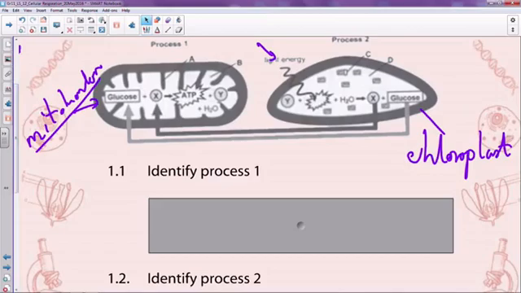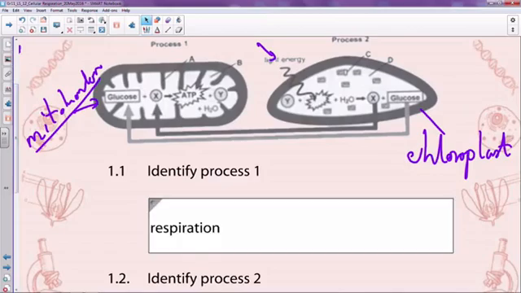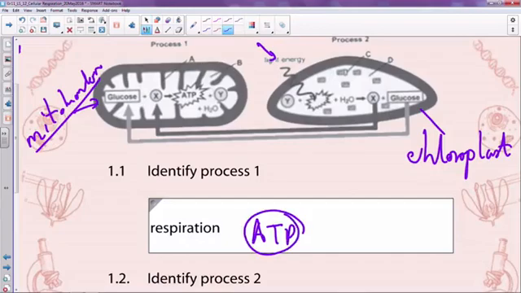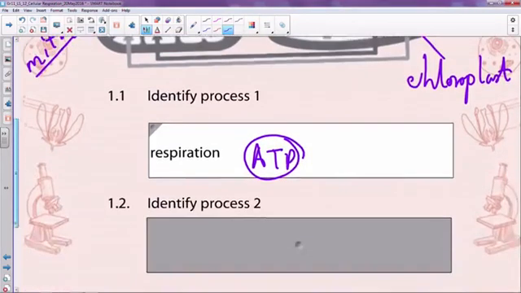What is the process that is occurring in number 1? Guys, we can clearly see here energy being produced, and hence that will be respiration. And what should help you would be that you can clearly see the production of ATP in this organelle. Cool. Next question. Identify process 2.